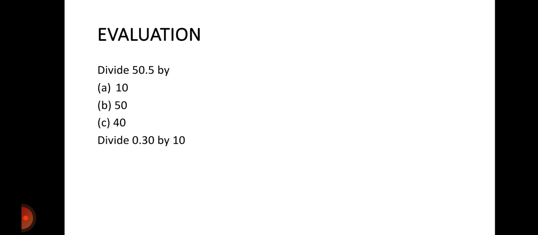So from what we have learned so far, let's try these evaluation questions and be sure that we understand everything that we have learned. Now let's divide 50.5 by 10. Also divide it by 50. Divide it also by 40. When we're done with that, let us also divide 0.30 by 10.